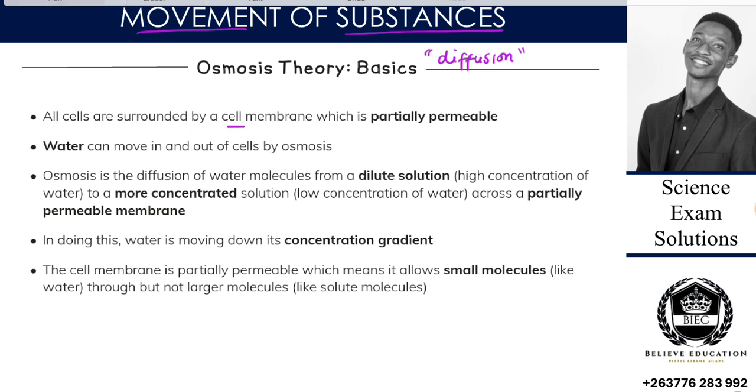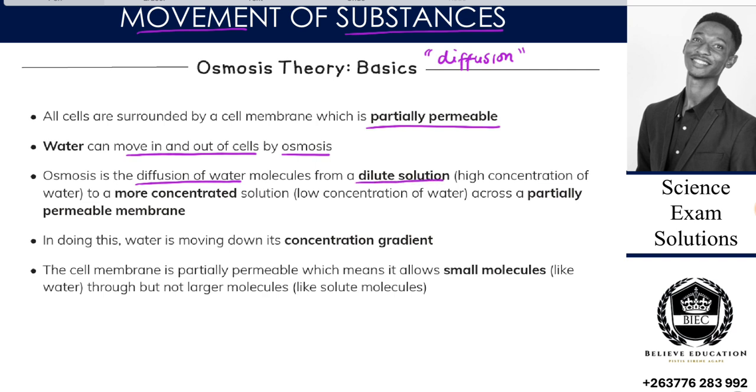All cells are surrounded by the cell membrane, which is partially permeable. And we talked about it. We said that partially permeable means it allows some substances to enter through and other substances not. Then water can move in and out of cells by osmosis. Osmosis, by definition, is the diffusion of water. As I had said earlier, osmosis is a type of what? Diffusion.